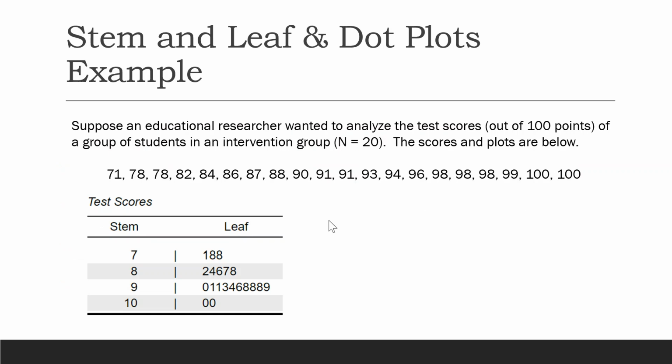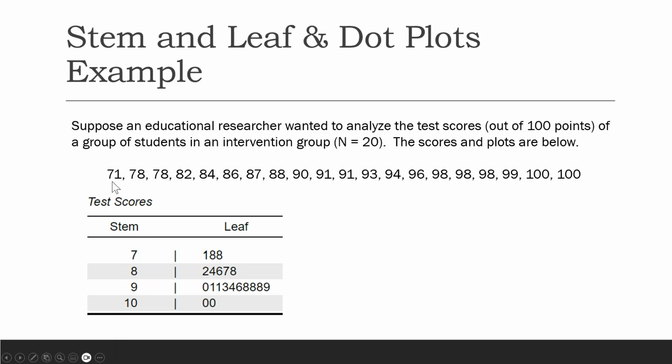You see that the first column has the stem, the last column has the leaves, and basically we can separate each number so that the leading digits, so there's only one leading digit for most of these numbers, are the stem. So I have my stem 7 here, and the last digit is my leaf. So when I see this 1 here, it represents the number 71. When I see this 8 here, it represents the number 78. There are two 78s, which is why I have two 8s as leaves here.